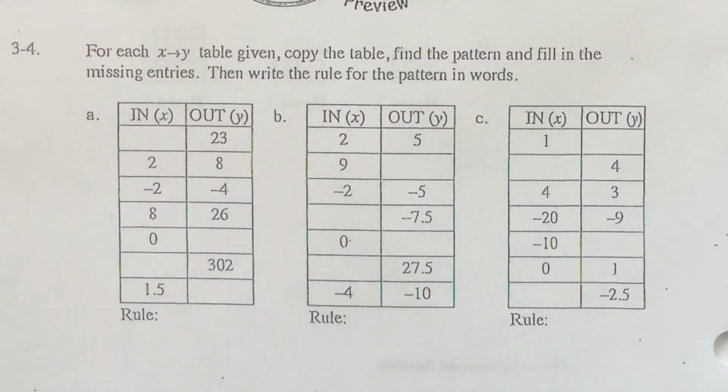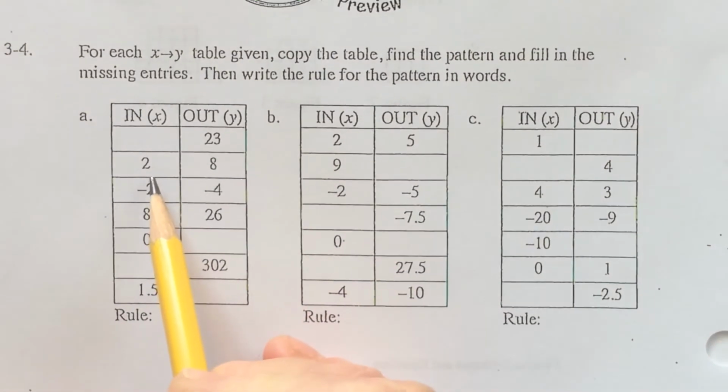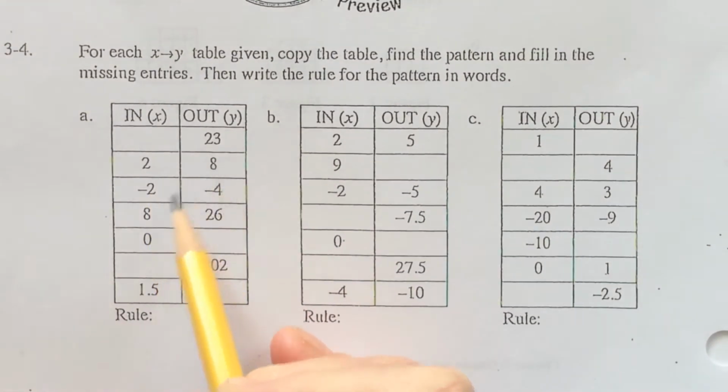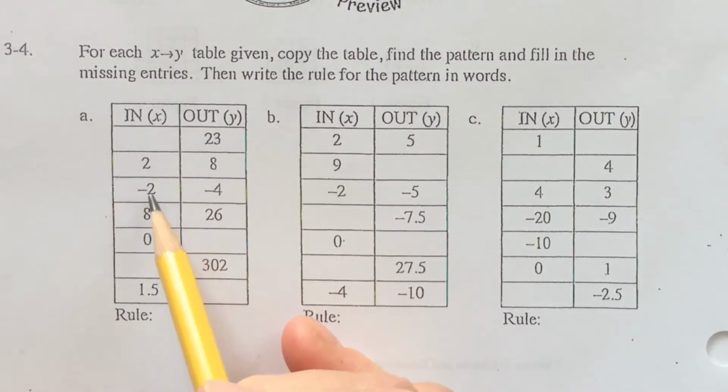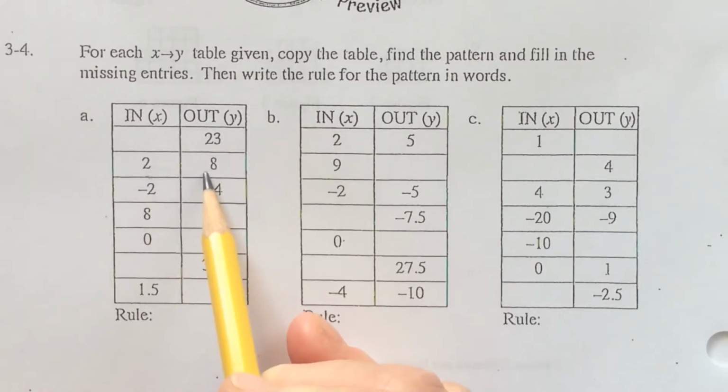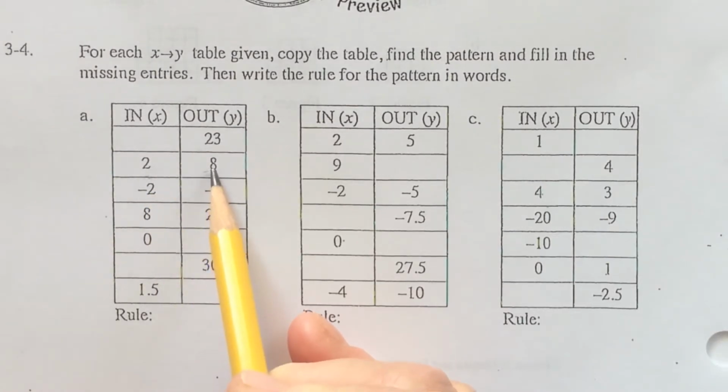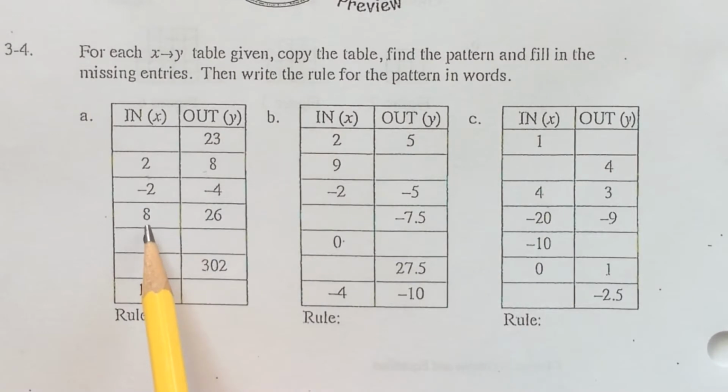Section 311, this is problem 3-4. We are trying to look for a pattern from what goes in to what comes out. So sometimes it's easier to look at the positive numbers first. And from 2 to 8, that's 4 times 2. But 4 times 8 is 32.